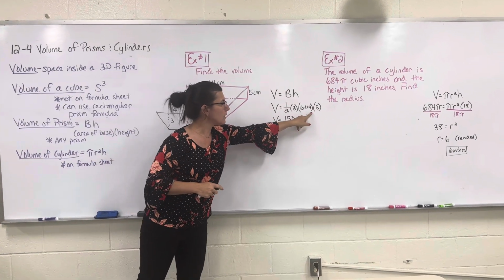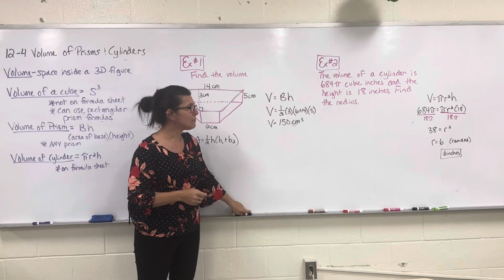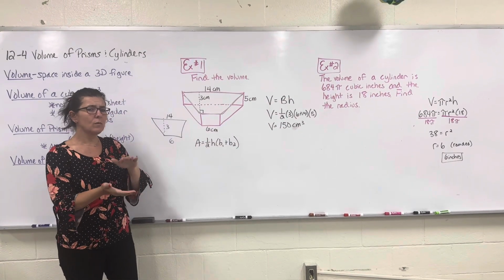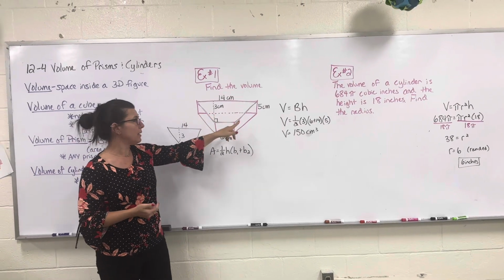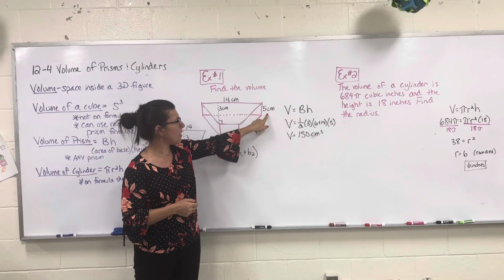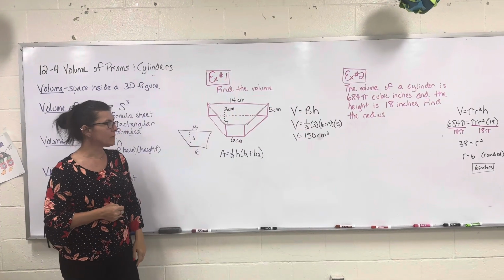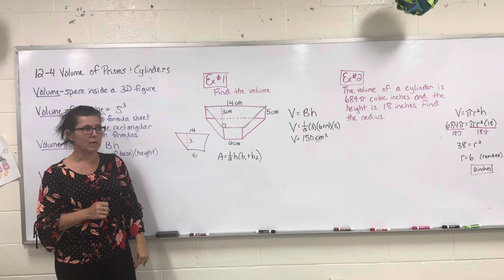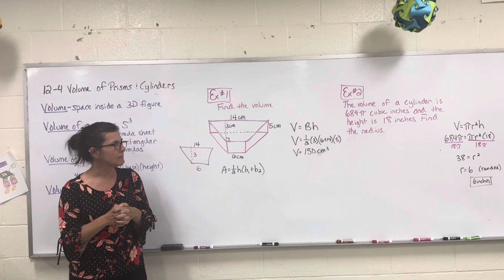This first part is my capital B, area of the base. And H is my height. Remember, the height is when the prism is sitting on the base. It's actually sitting on the base. So the height of the 3D object is 5. Plug all that in, the volume of that formula is 150 centimeters cubed. Big idea for that is making sure that you find the correct area of the base.